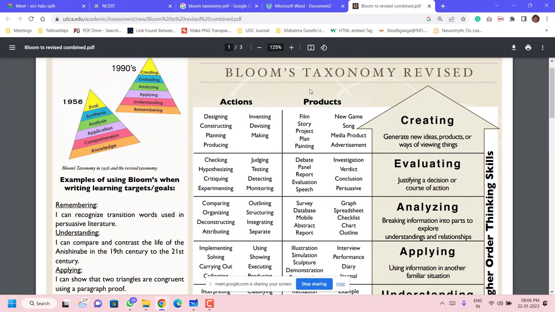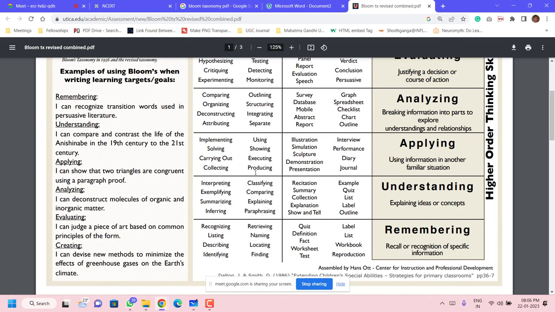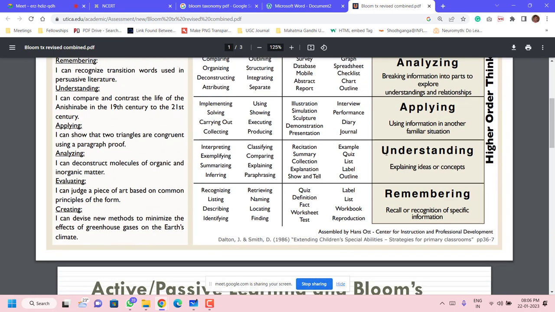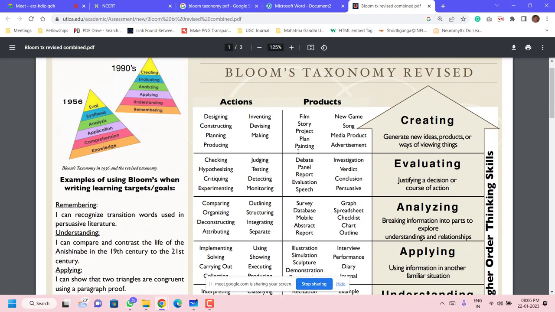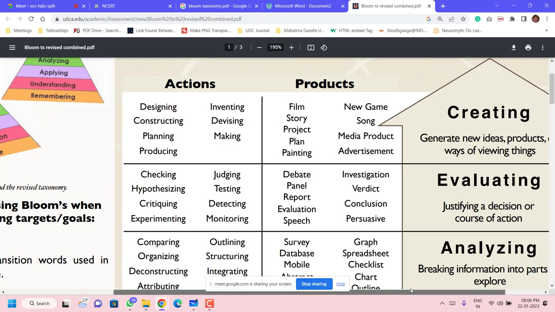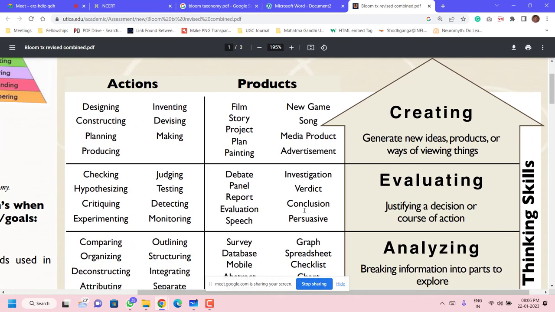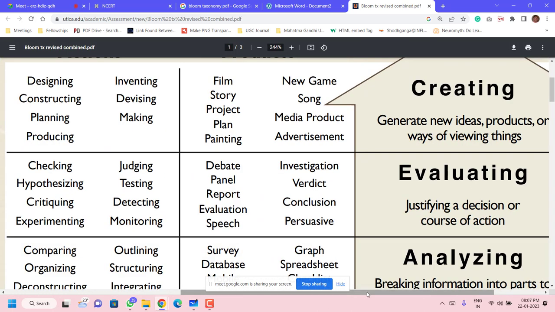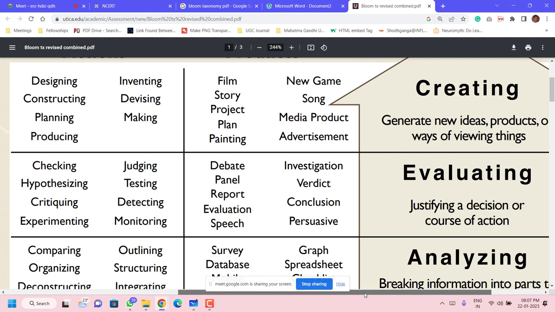Like that, here, when we see, this is known as the action verb. Here you might be seeing, or I can zoom it also. Is it okay now, or shall I increase the zoom? I think that should be okay now. Yes, sir.